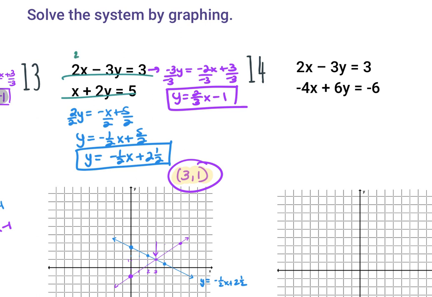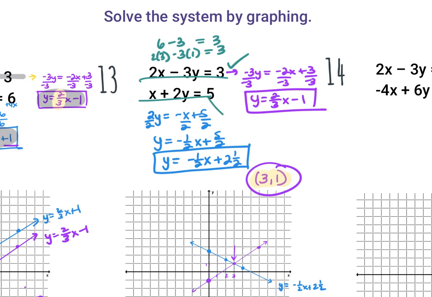So if I got 2 times 3 minus 3 times 1, does it equal 3? This is 6 minus 3, which is 3. So it works in that one. And then in the bottom one, I would do 3 plus 2 times 1, and 3 plus 2 is 5, so that one also works.